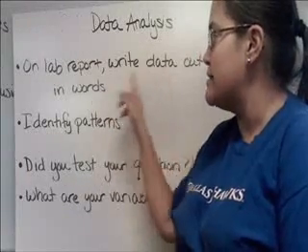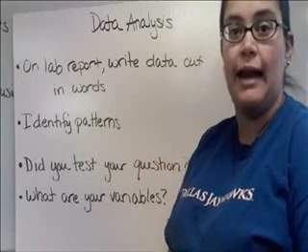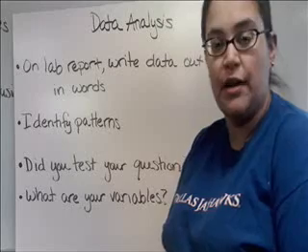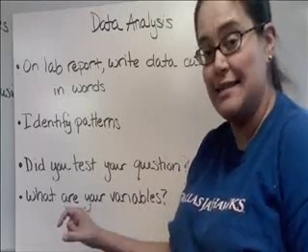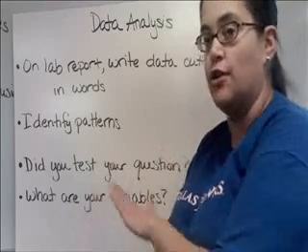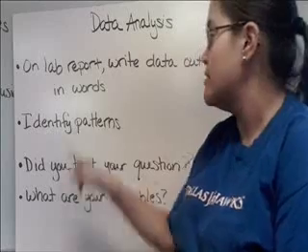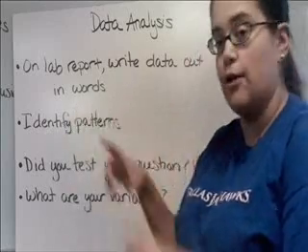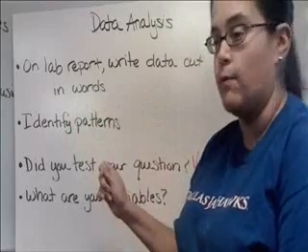So for data analysis, you want to write your data out in words. So if you notice that plant A grew a total of 4 centimeters and plant B grew a total of 10 centimeters, write that out as sentences. Plant A grew a total of 4 centimeters. Plant B grew a total of 10 centimeters. So you want to write out the data that you have in your table in words. So write out what your data was.